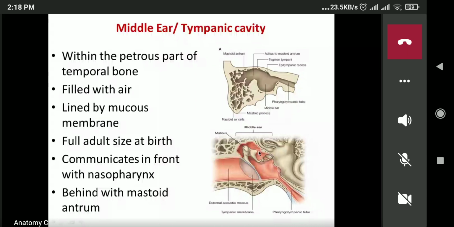Here you can see the cavity. It communicates in front with the nasopharynx through the auditory tube, or the eustachian tube. Behind, it communicates with the mastoid antrum, so posterior to the middle ear cavity lies the mastoid antrum. So this is the middle ear cavity, also known as the tympanic cavity.